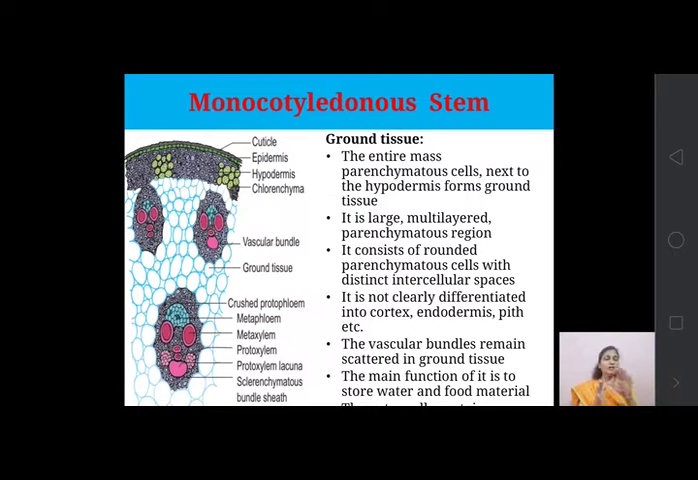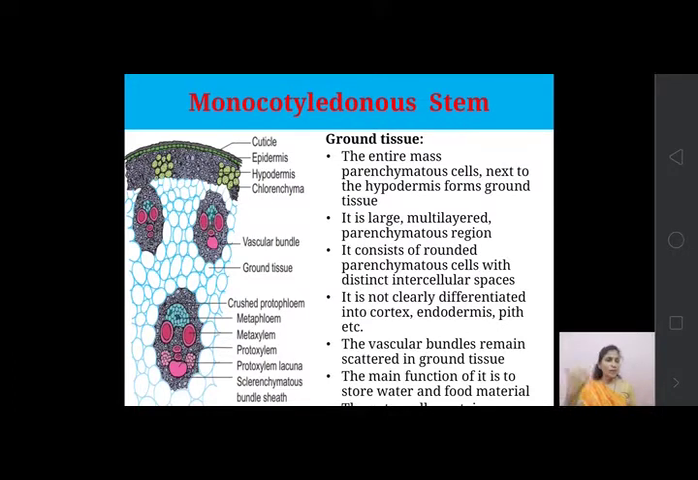These parenchymatous tissues are mainly responsible for the storage of food and water, that is, storage capacity. But their cell wall is thin, and as the cell wall is thin, they show a gap in between the two cells, and that gap is known as the intercellular spaces.